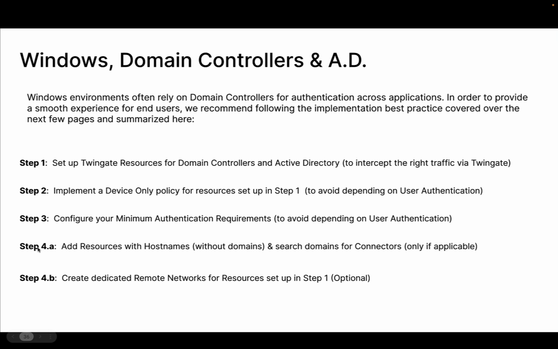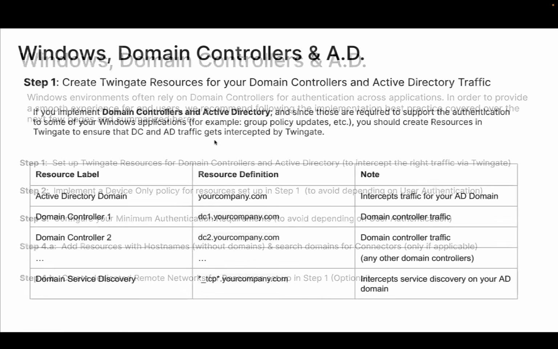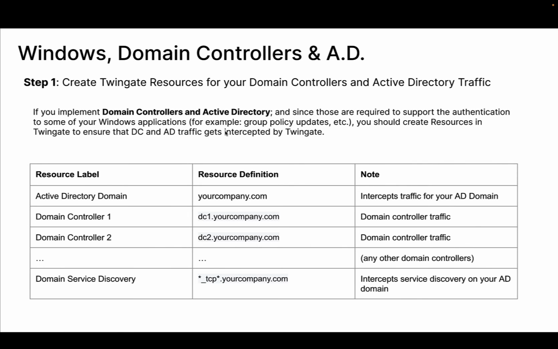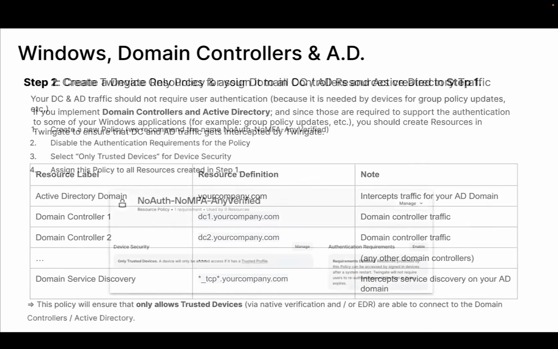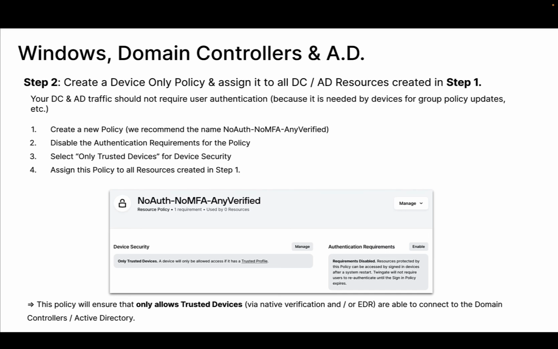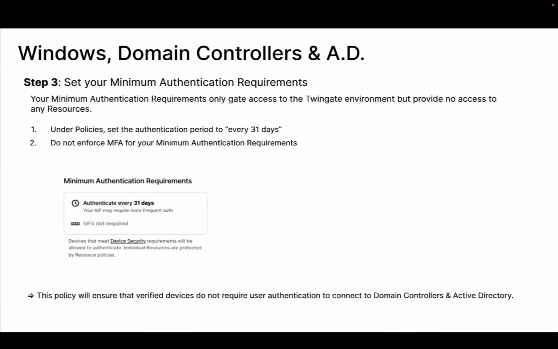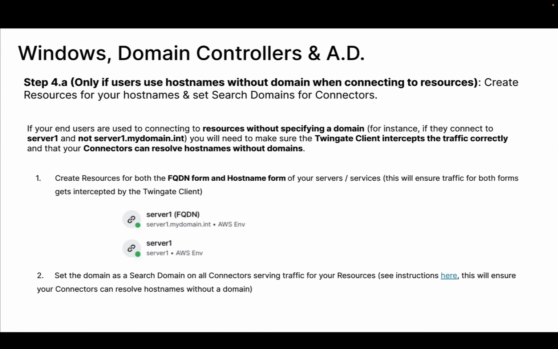The one thing to remember is this here. That is quite important for Windows because sometimes users are going to go and use host names without fully qualified domain names. And so you should declare, let me see if it's covered here. There we go. If users are using host names without domains when connecting to resources, then you need to create resources for those host names and then set search domains for your connectors.